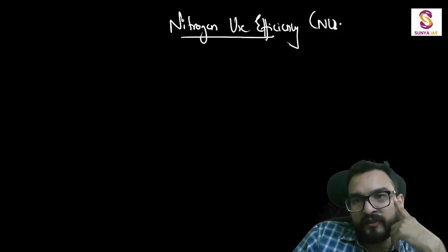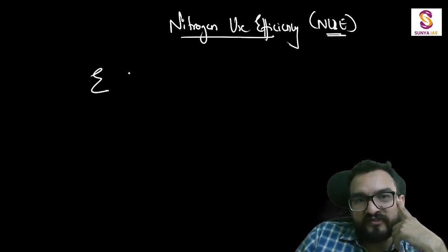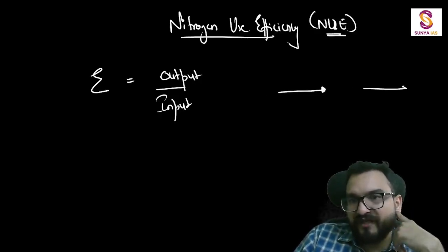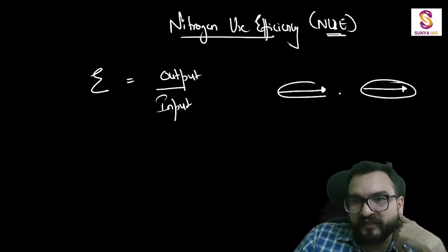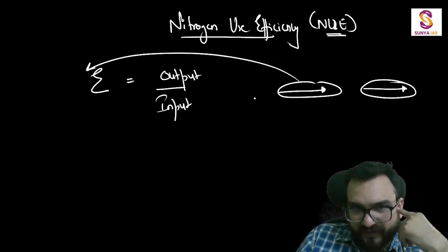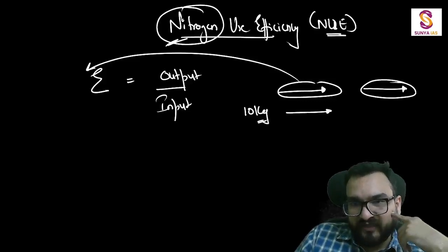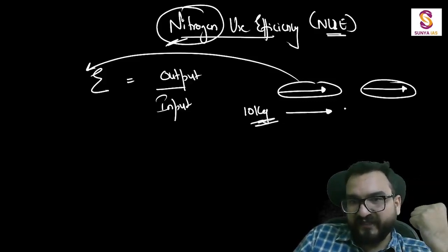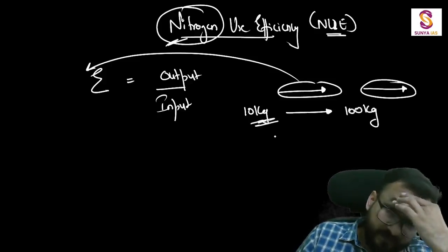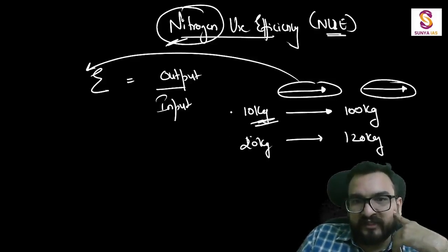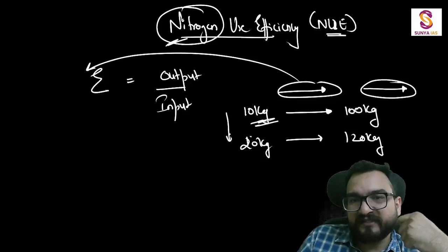NUE. What do you mean by efficiency, guys? Efficiency is nothing but output by input. How much input I am giving, and by that input how much output I am generating is nothing but my efficiency. For example, now we have to understand nitrogen use efficiency. Suppose I am adding 10 kg of urea in a field, and I am getting 100 kg production. By adding 20 kg urea I am getting 120 kg production of my rice field.